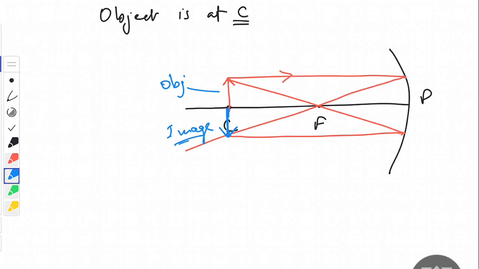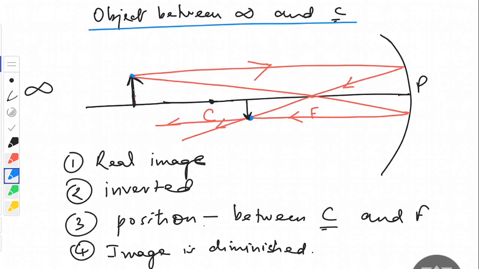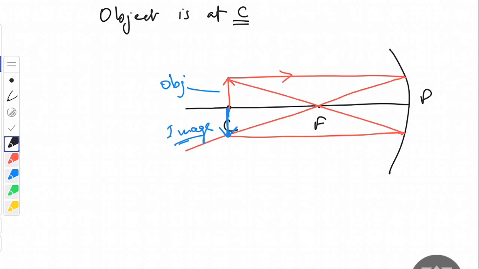Now, remember we first looked at whether it is real or virtual, inverted or erect, and its position, and whether it is big or small. Let us answer all those questions one by one. First, real or virtual? It's real, right? Remember, this is ray number 1 and this is ray number 2. These two rays are actually meeting here. They are coming from here and meeting at this point, so we'll say this is a real image.